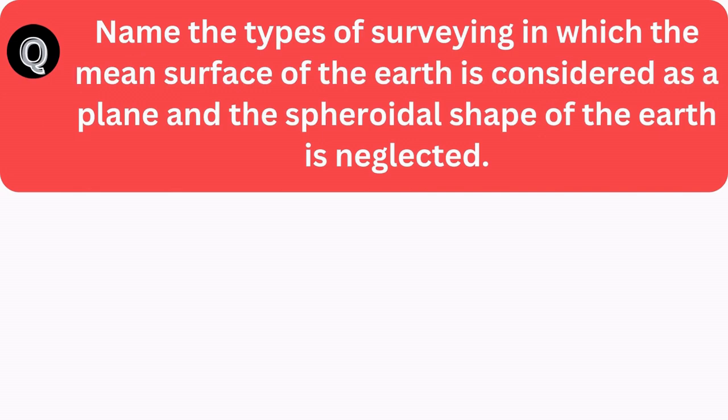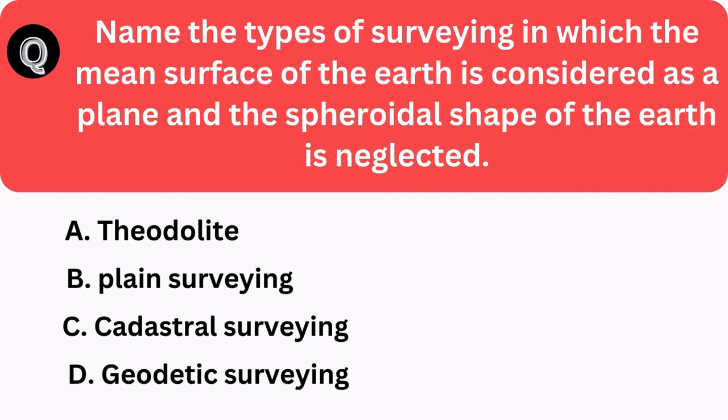Name the type of surveying in which the mean surface of the earth is considered as a plane and the spheroidal shape of the earth is neglected. Option A. Theodolite. Option B. Plane surveying. Option C. Cadastral surveying. Option D. Geodetic surveying. Answer B.